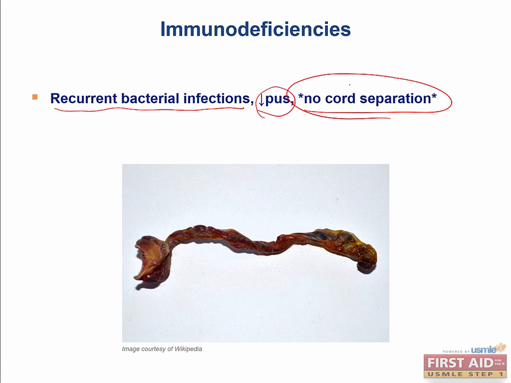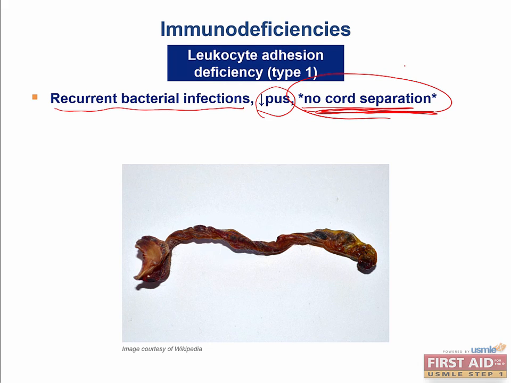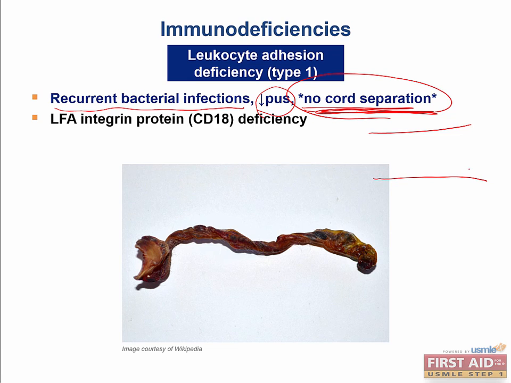And the key really is this no umbilical cord separation. When you see this on USMLE, you are thinking leukocyte adhesion deficiency type 1. It's due to a problem with LFA integrin protein, or CD18. Now, what's the significance of this? Well, leukocyte adhesion implies that leukocytes, or white blood cells, are adhering to something. And that something is the CD18, or this LFA integrin protein.